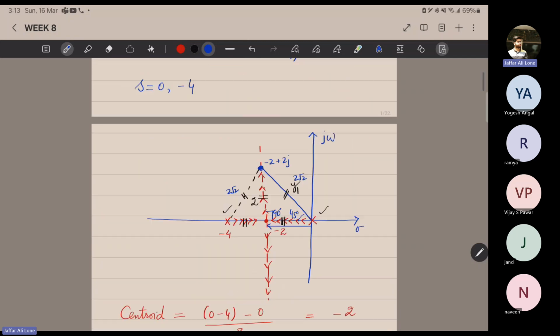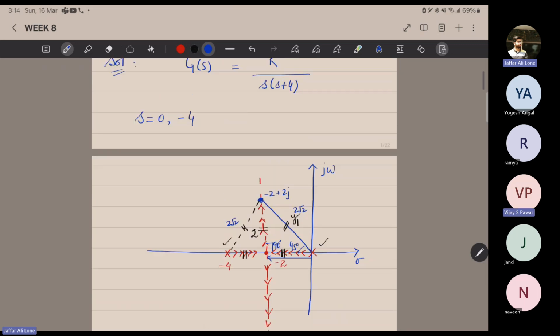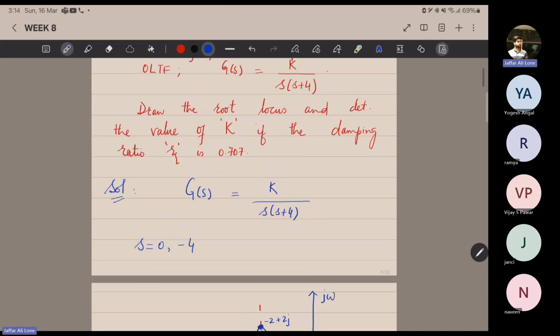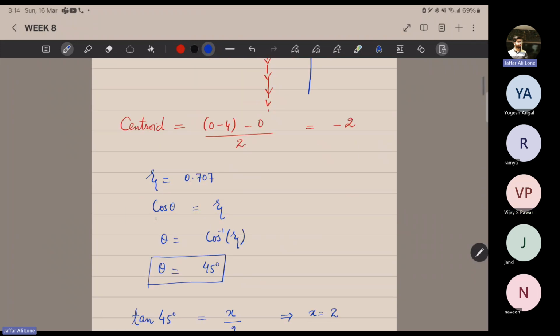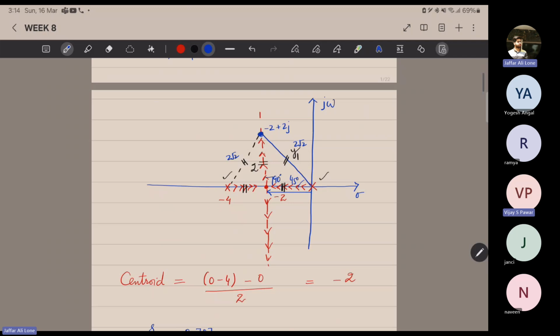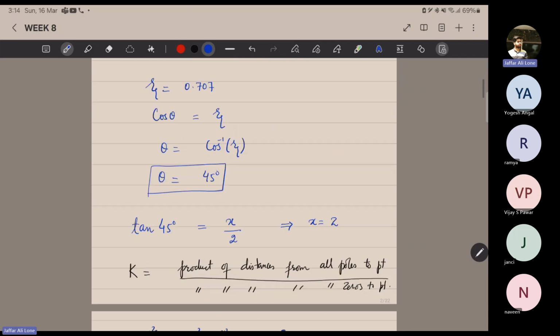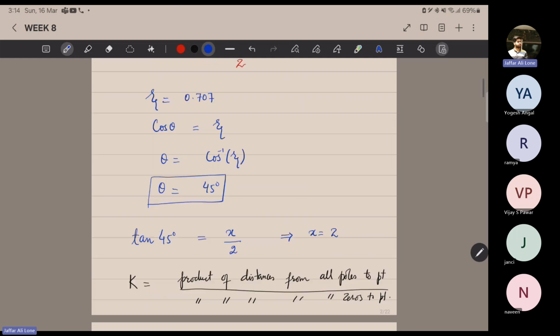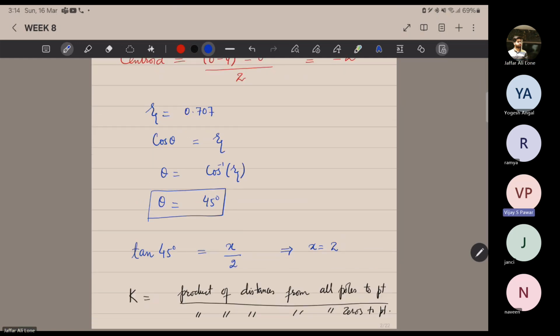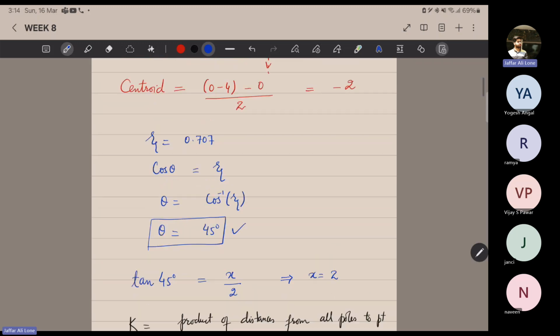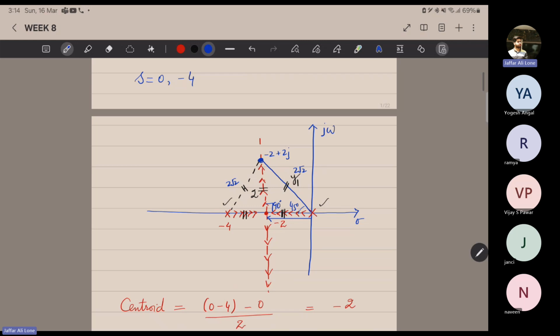I just drew the root locus. Then we were given that the damping ratio is 0.707. So what does it mean? It means that cos of theta, the angle made with the origin, will be 45 degrees. So I calculated theta here. Then this theta line intersects the root locus at this point.